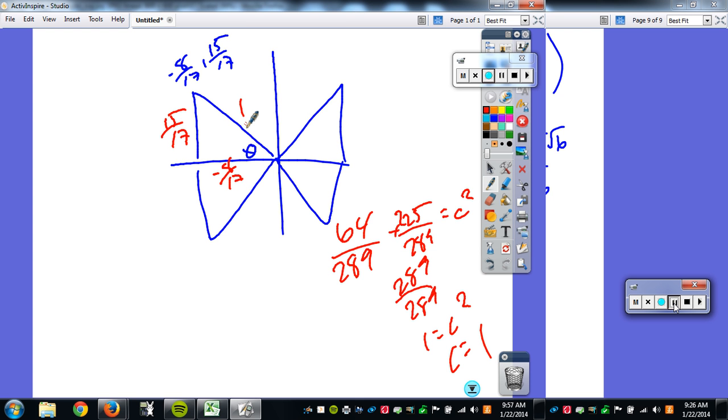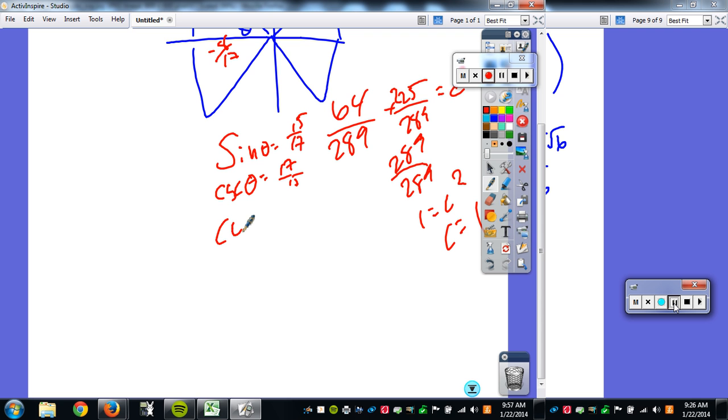And remember, you're standing here and you say, oh, sine of that angle is opposite, so 15 over 17. So therefore, I know the cosecant, because they're asking all six, aren't they, would be what? 17 over 15. Does that make sense? Then the cosine of that angle is negative 8/17 over 1, which is negative 8/17. Therefore, that means the secant is negative 17 over 8.